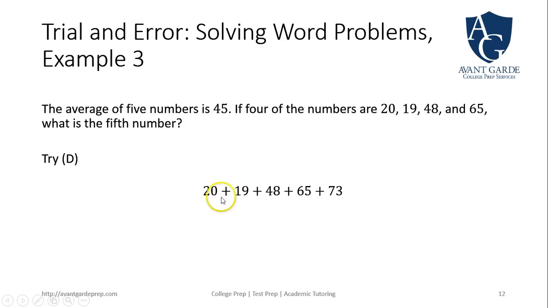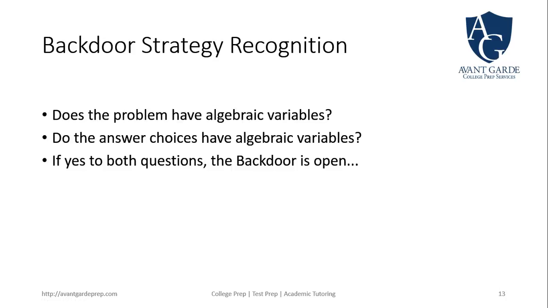So we used these same numbers, 20, 19, 48, 65, and then this time used the answer choice 73. Equals 225. 225 divided by 5 equals 45. Bingo. We have our answer choice, and it is correct. So that is trial and error in a nutshell, and you can see how you can use the answer choices to your advantage, helping you to solve some additional questions on the test that you may not have gotten otherwise.